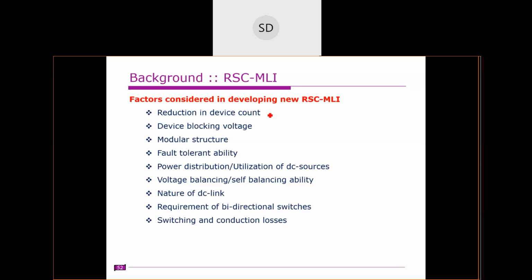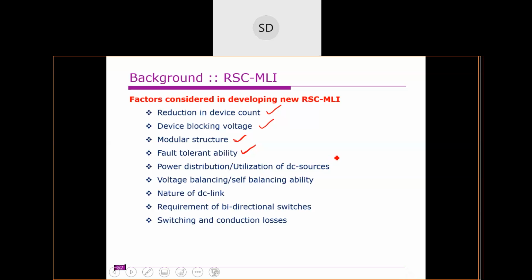The main objective is to reduce the device switch count, reduce the device blocking voltage, and make the structure more modular. Modular means if you want to increase the number of levels, we can easily do that. If earlier we had 5 level and you want to make it 7 level, just by adding another unit you can do so. And fault tolerant ability: whenever some fault occurs, the inverter reconfigures and still operates with the same capacity or with some derated capacity.